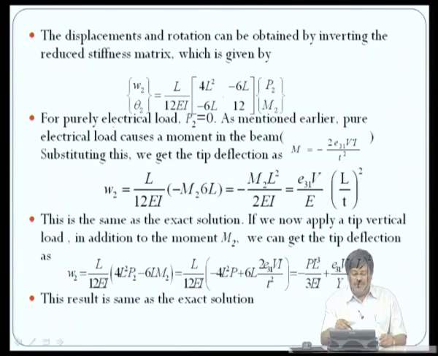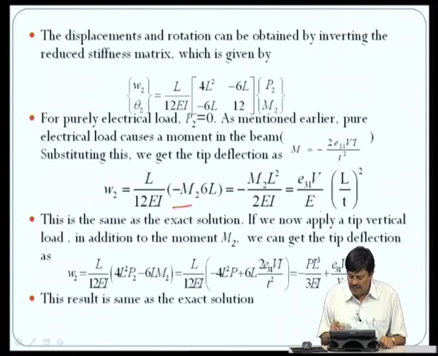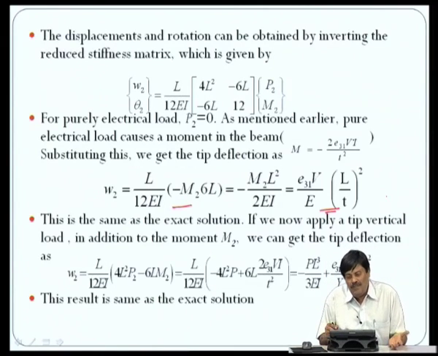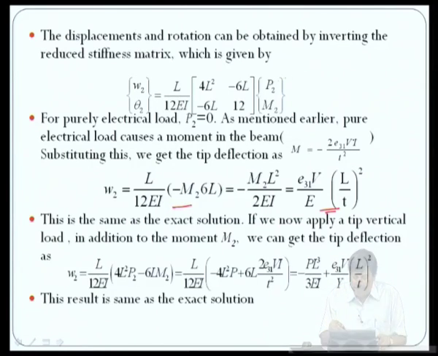So we take the inverse of it; W2 and theta 2 are given by the inverse of this matrix, which is given here, and we substitute M2 equal to 2 E31 V I by T square, from which we can compute the transverse displacement, which will be equal to this expression. When we substitute for the moment we get this, which is the same as what we got from the exact solution. Because the stiffness matrix for a beam is exact, we are able to exactly reproduce the strength of materials solution here.